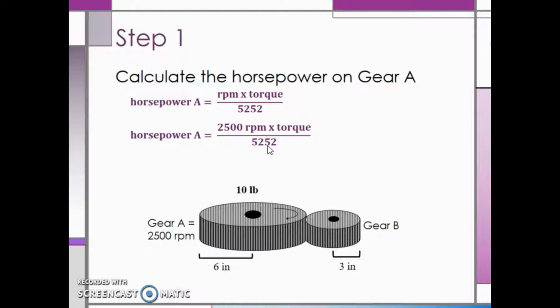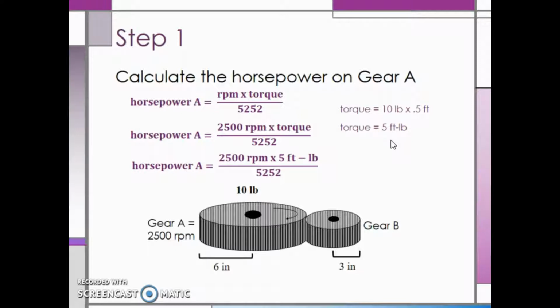Remember, torque is equal to the force applied multiplied by the radius of the gear. So we have 10 pounds multiplied by 0.5 feet, which is 6 inches converted into feet. This gives us 5 foot-pounds of torque. Now we can substitute 5 foot-pounds of torque into our formula, and calculating, we see that the horsepower on gear A is 2.38 horsepower.